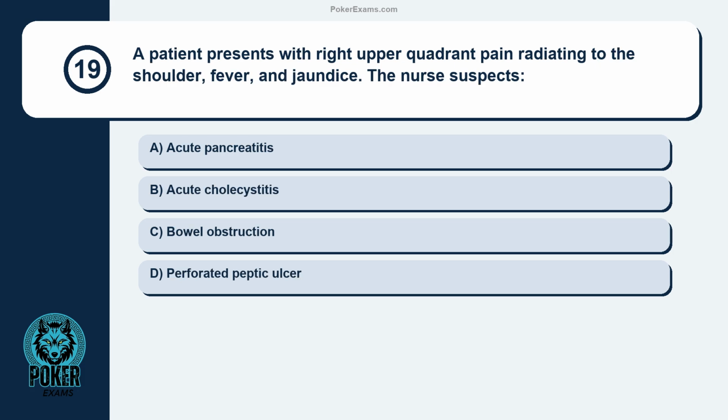Question 19. A patient presents with right upper quadrant pain radiating to the shoulder, fever, and jaundice. The nurse suspects acute pancreatitis, acute cholecystitis, bowel obstruction, perforated peptic ulcer.